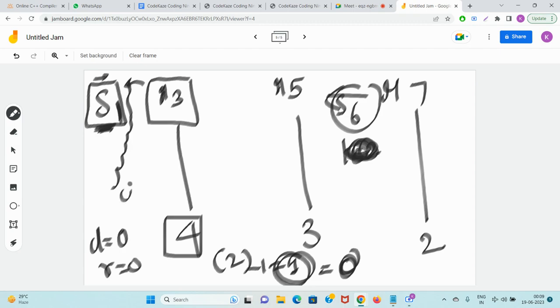Now you can update your L as 1, R as 1. L1 means from the left there has been one arrow already coming. R1 means from the right also there is one arrow already coming.